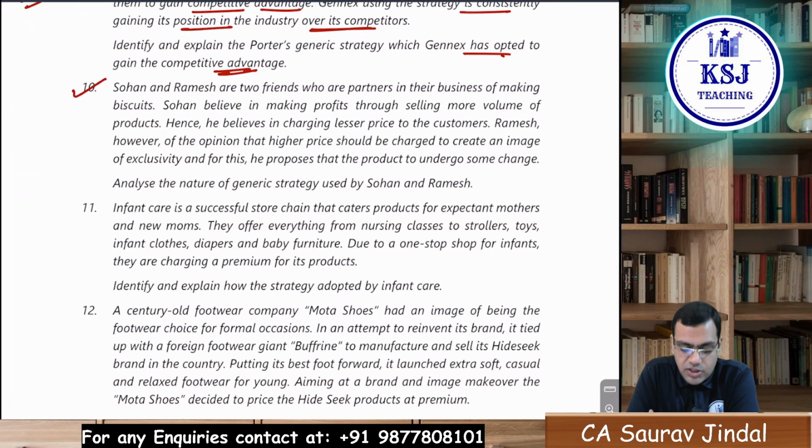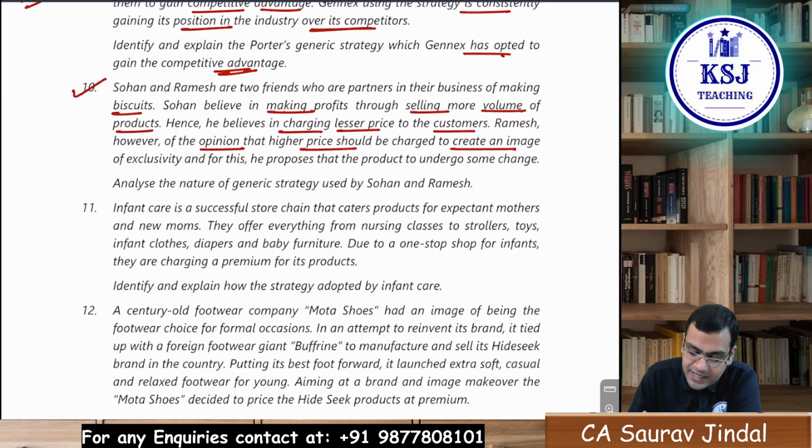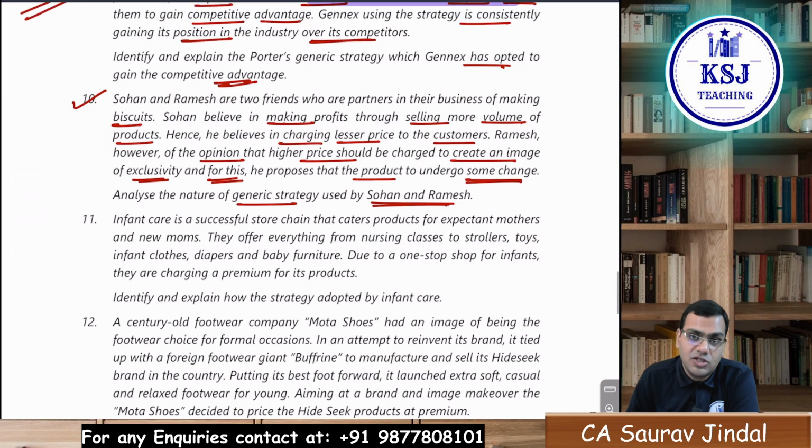Sohan and Ramesh are two friends who are partners in their business of making biscuits. Sohan believes in making profits through selling more volume of the products. Hence, he believes in charging a lower price to the customers. Ramesh, however, is of the opinion that a higher price should be charged to create an image of exclusivity, and for this, he proposes that the product undergo some change. Analyze the nature of generic strategy used by Sohan and Ramesh.